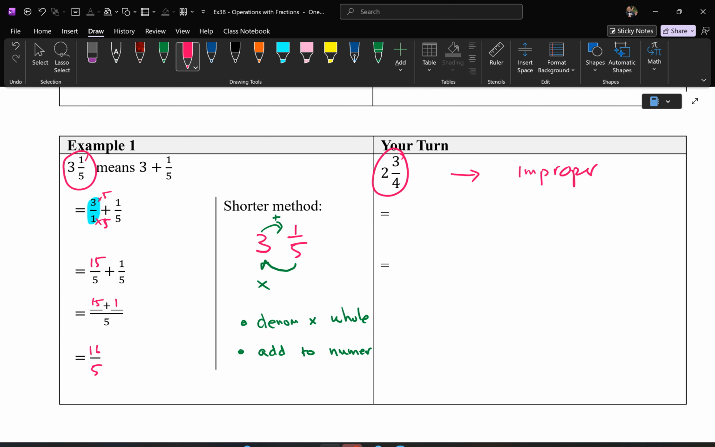But that's the formula. Denominator times the whole. Why do you do that? It's because every whole number is out of 1. And if it's always out of 1, you're always going to times by whatever the denominator is to make them the same. So if this was 6, it'll be 1 times 6. If this is 7, this would be 1 times 7. But if you do 1 times 7, you're going to times the top by 7 as well. That's why it works.